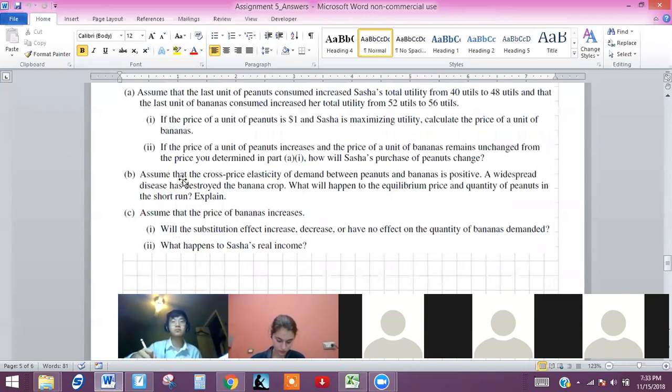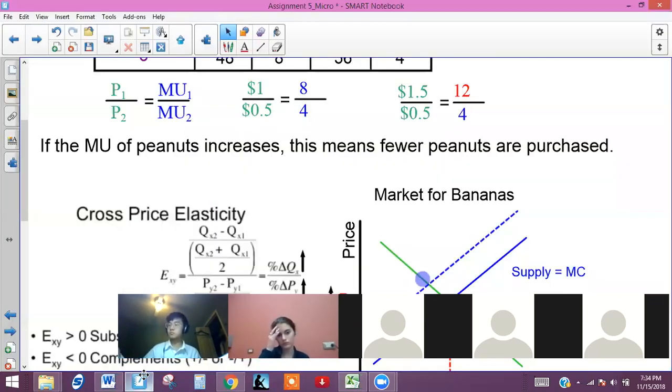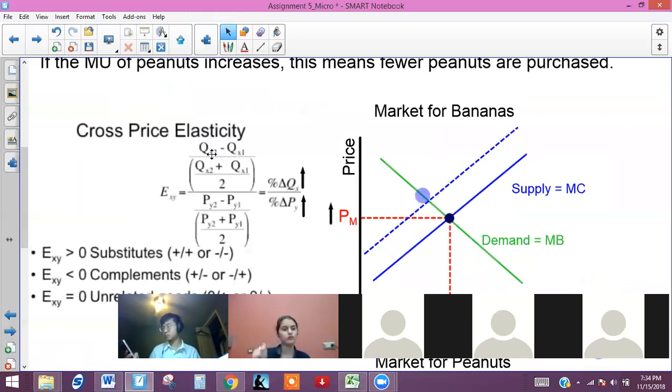Okay, first of all, let's just think about what it means for the cross price to be positive. It means that if the price of one goes up, the demand of the other is going to go up. Or the other way around, because for this expression to be positive, it means the quantity demanded of one good has to move in the same direction as the price of the other good.